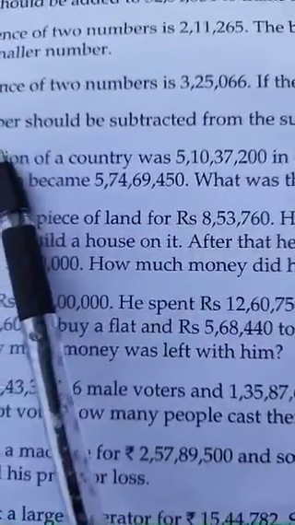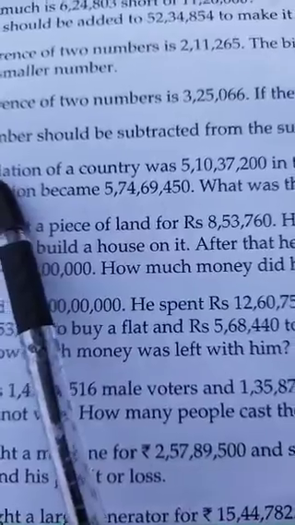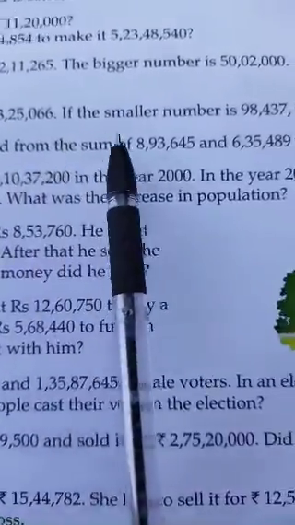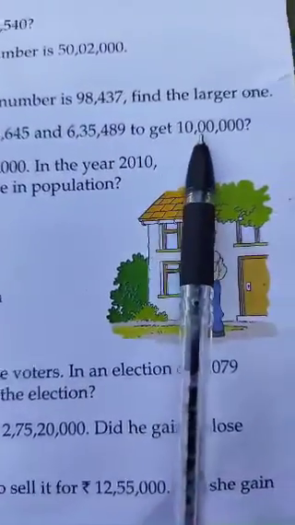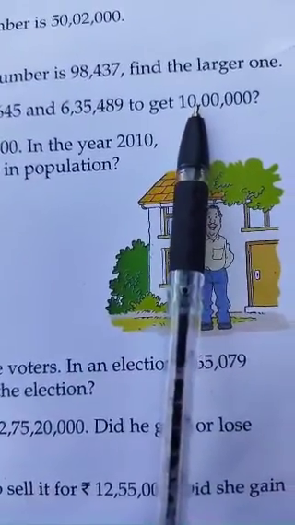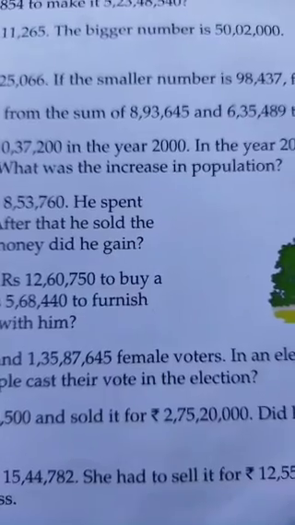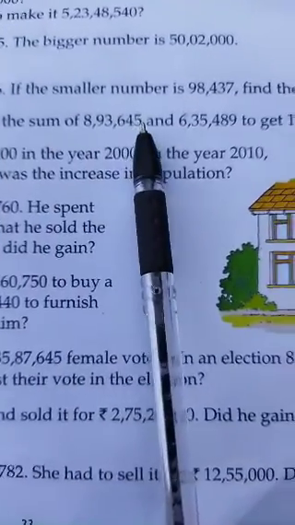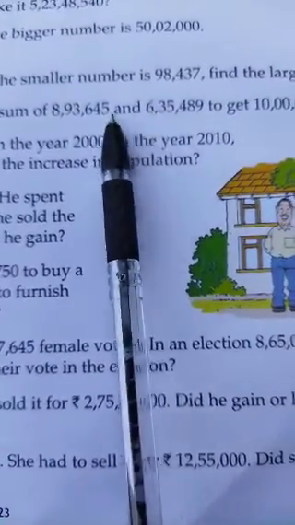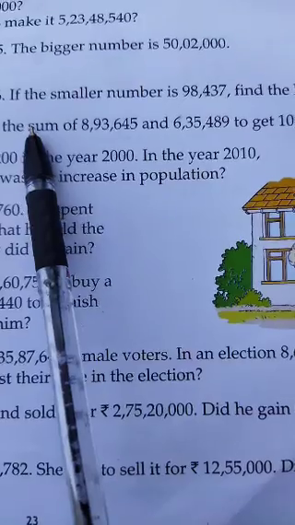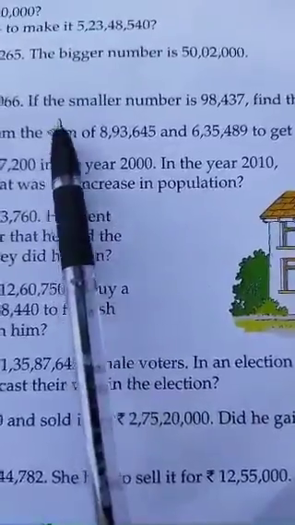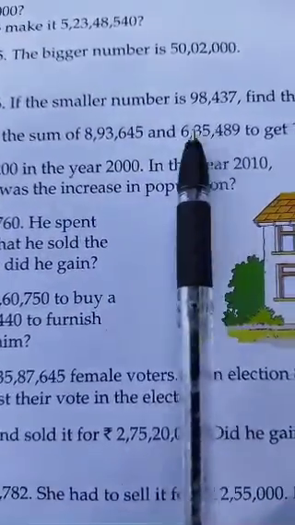Now coming on to question number 5. What number should be subtracted from the sum of this much and this much to get this much? Now what you have to do in this, he is asking the number that you will get after subtracting from the sum of these two numbers. So sum means plus. Sum means plus, so we have to add both the numbers.